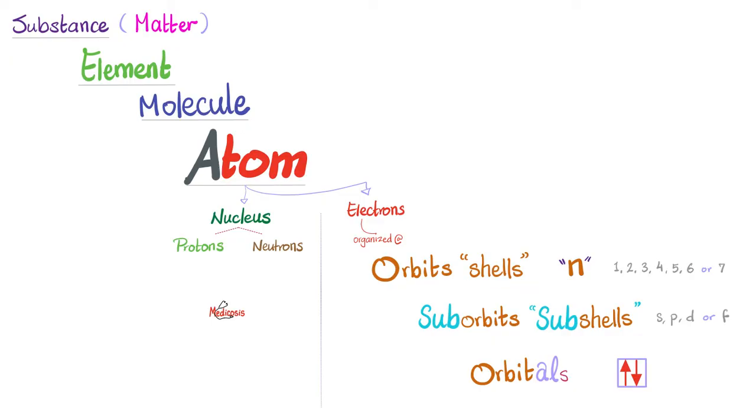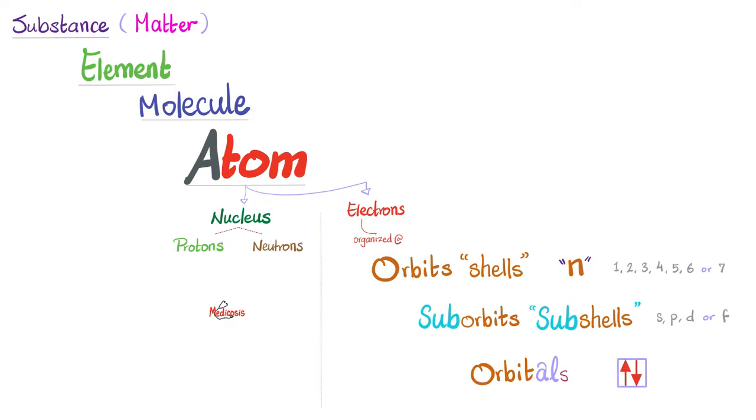Tell me about the shells. I can have 1 shell, 2 shells, 3 shells, 4, 5, 6, or 7 shells. And then each shell has subshells. What are the options that I have for the subshells or the suborbits? Could be S subshell, P subshell, D subshell, or F subshell. Next, each one of these subshells carries only 2 electrons maximum. So it could be 1 or 2.